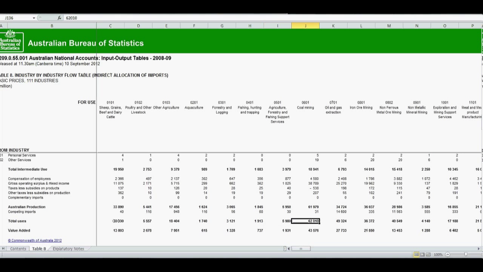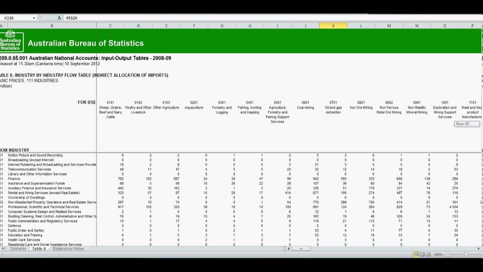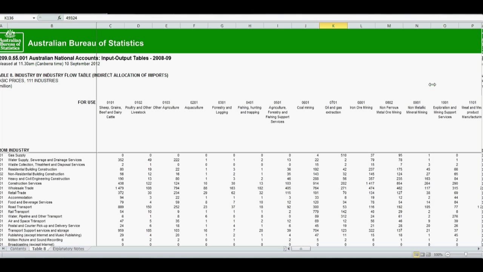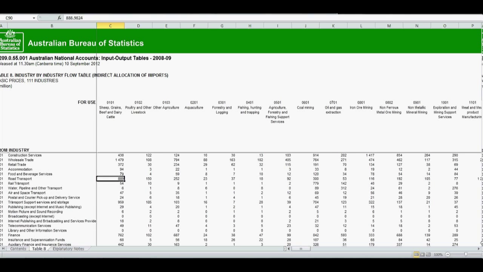And that's a pretty important figure here, because what I want you to do is for that total uses or total output, I want you all to scale that down to $1, and then from there calculate coefficients for each of these industries. So therefore we can say for any one of these industries, so whether it's sheep, grains, beef and dairy cattle, per dollar of output, if you scale that down to $1, per dollar of output, how much does that industry spend on inputs from water supply, sewerage and drainage services, or whatever the industry might be. In fact, we want those coefficients, of course, for every single industry.